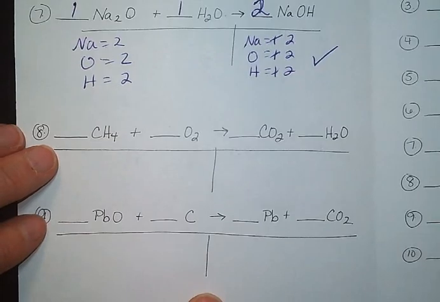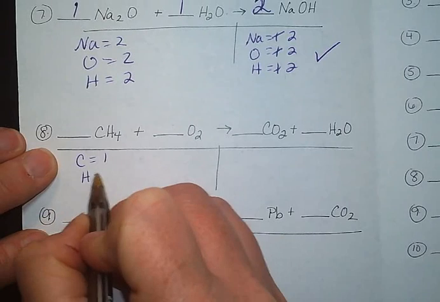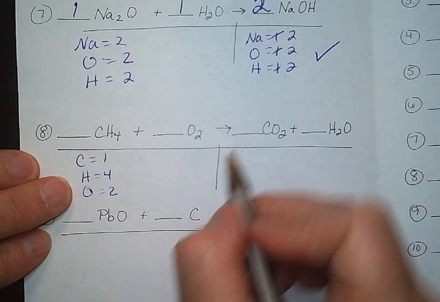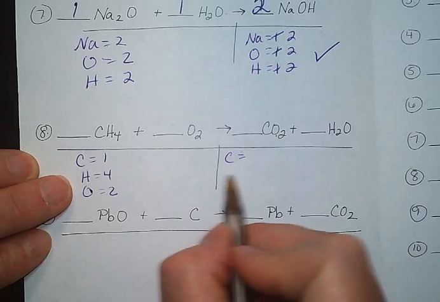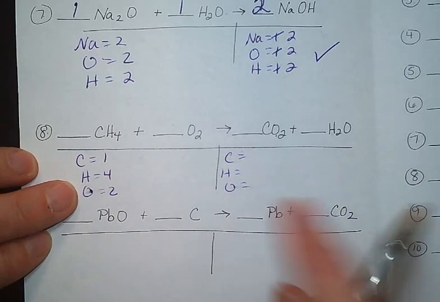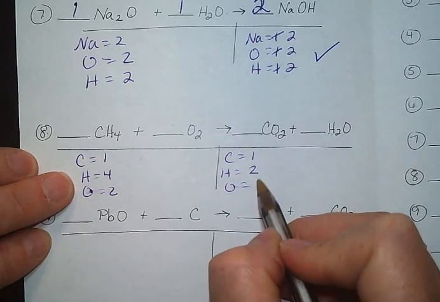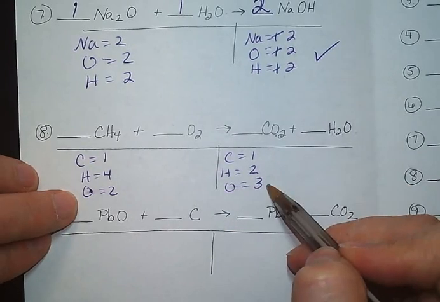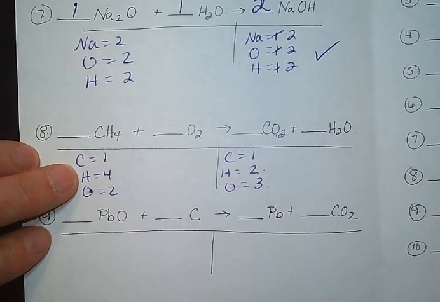The next one, CH4. I've got 1 carbon, I have 4 hydrogens, I have 2 oxygens. Do you notice how oxygen comes second and hydrogen comes third? I like to list them in the same order on both sides so that you can look straight across. So carbon is 1, hydrogen is 2, oxygen is 3, 2 and 1. So this one, my oxygens are out, but so are my hydrogens. So I'm going to deal with my hydrogens first.